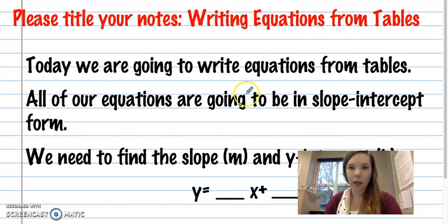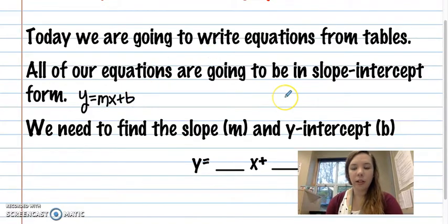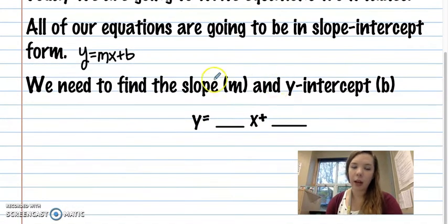All right, today we're going to be writing equations from tables. So all of our equations are going to be in slope-intercept form, which is that y equals mx plus b form. So we are going to take our table and look for our slope and our y-intercept. So it's almost like we're going to be filling in these blanks. We're going to figure out what number is slope and what number is your y-intercept.